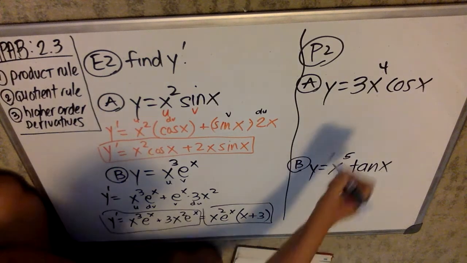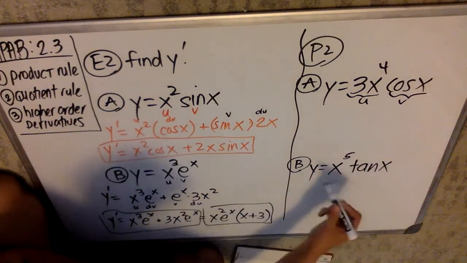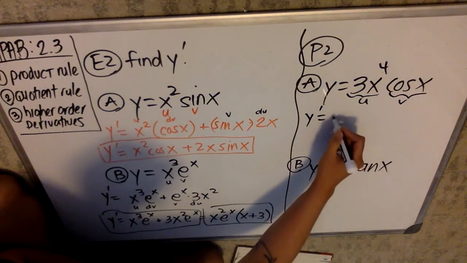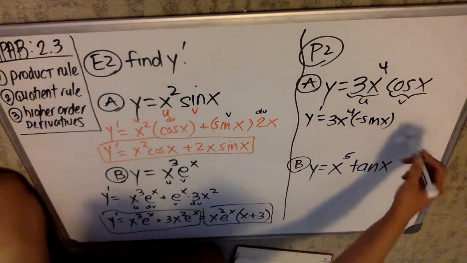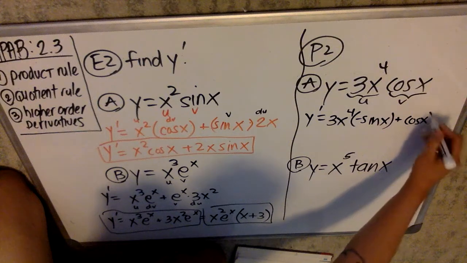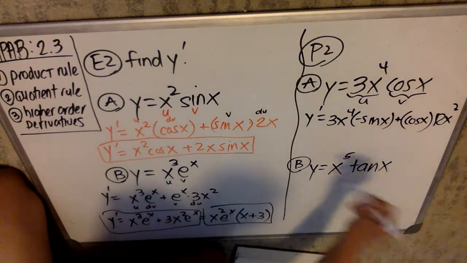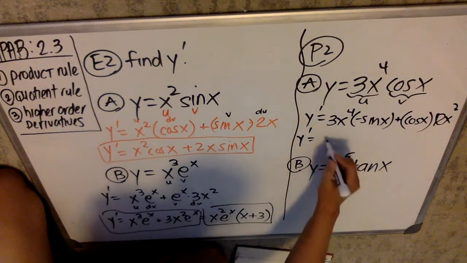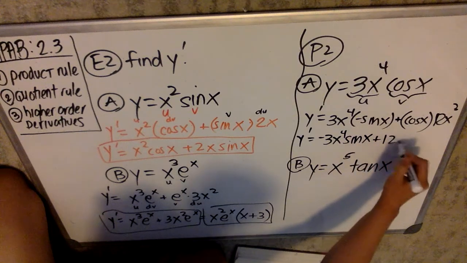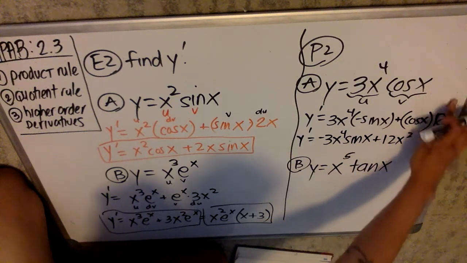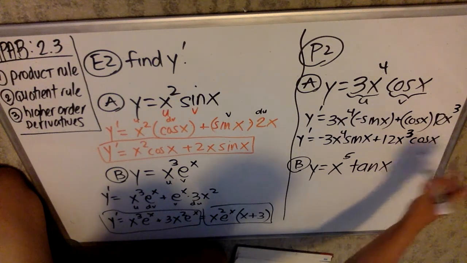All right? So here my u is the entire 3x to the 4th, and my v is a cosine of x. So my y prime is going to be u dv is going to be a negative sine of x, right, plus v, which is cosine of x. Du is going to be a 12x to the 3rd. Sorry, I sort of ran out of space. But so my y prime is going to be a negative 3x to the 4th sine of x plus a 12x cubed. That's a cubed. I just didn't write clearly. Cubed cosine of x. And that answer's totally fine.